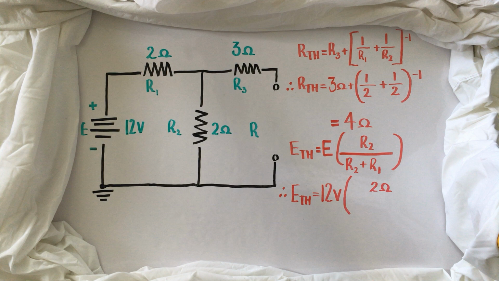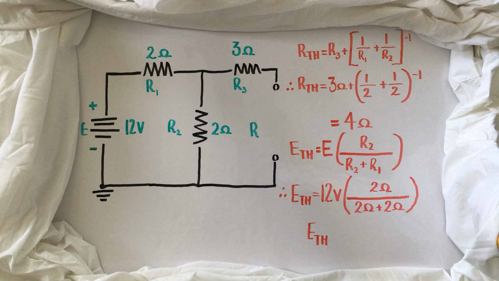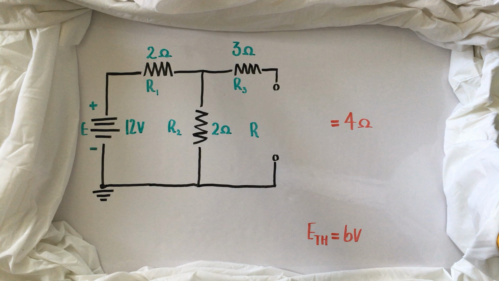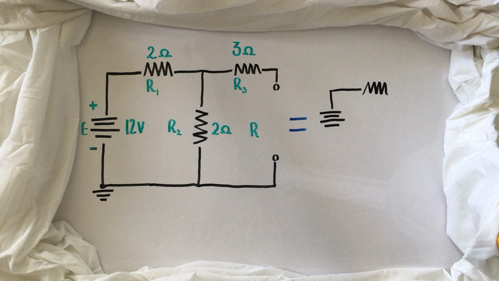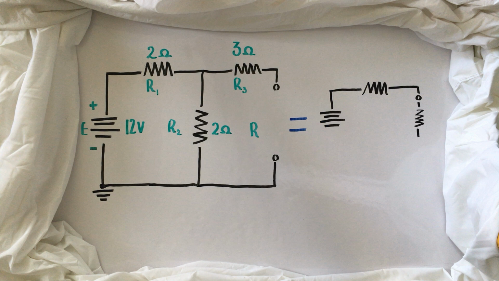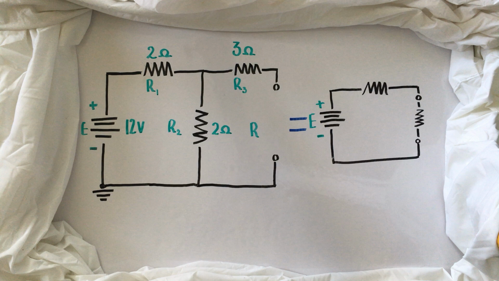Now to find the voltage across R2, we'll use the voltage divider rule as shown. The resultant voltage is 6 volts, and this is our new source voltage. Now to convert the old circuit into an equivalent circuit. To do this, just draw a power source with the Thevenin equivalent voltage and a resistor in series with the Thevenin equivalent resistance. This is now complete.